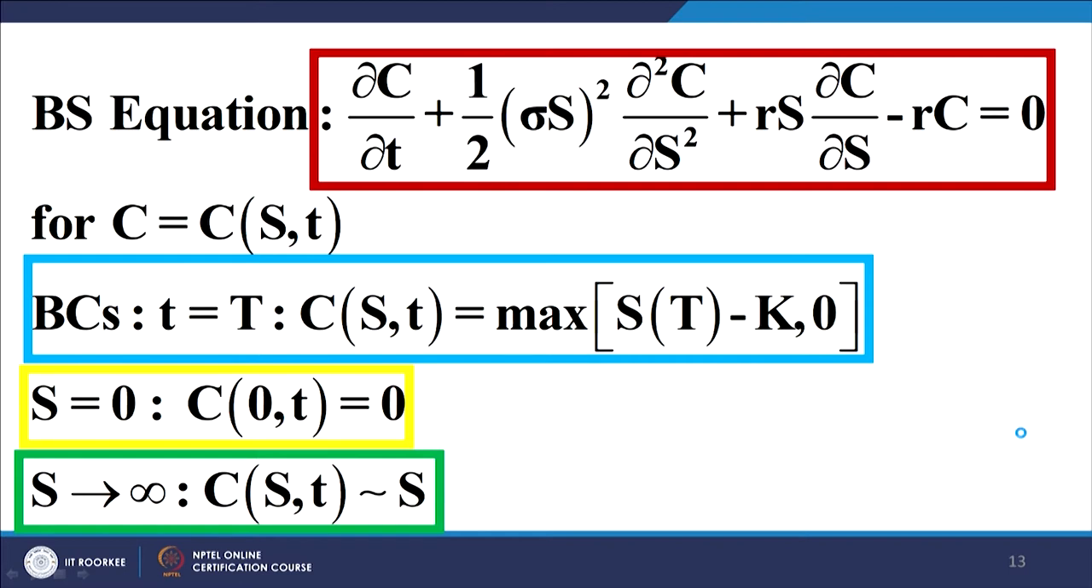So, that is why we are writing the boundary condition C as maximum of S_T minus K comma 0 at maturity of the option. If stock price is 0, then the call value will be 0, because the call will be entirely out of the money, and therefore its value will be 0. And if stock price is infinity, the call will mimic the stock, and therefore the call price will also correspond to the stock price.